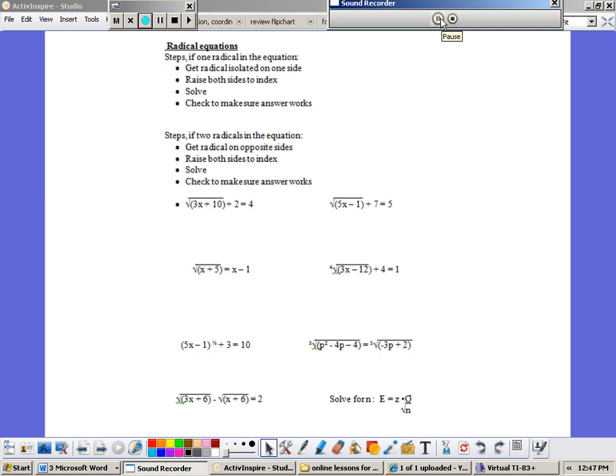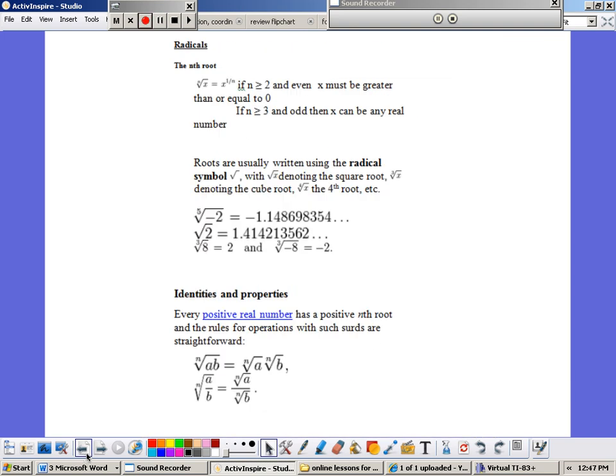Okay, today we're going to talk about radical equations. Radical equations are equations that have the radical sign. Maybe I should go back to the beginning. Okay, a radical sign is a sign that looks like this.